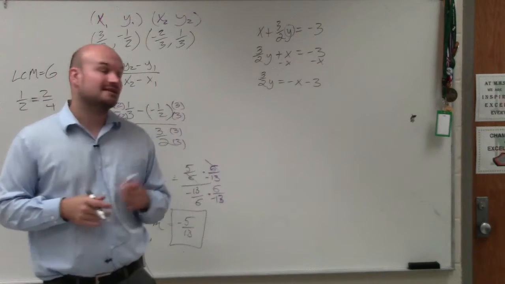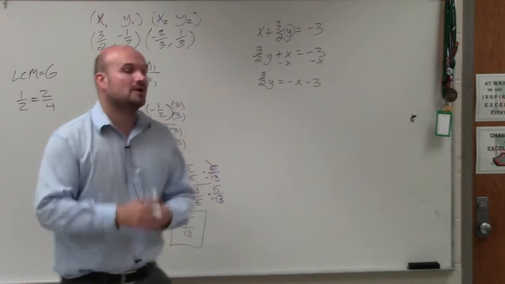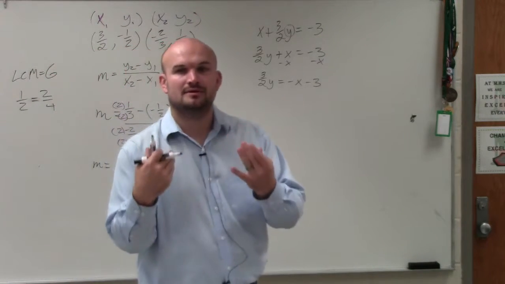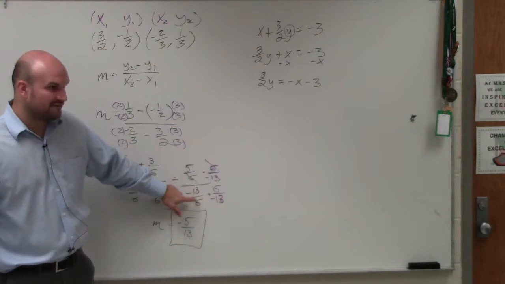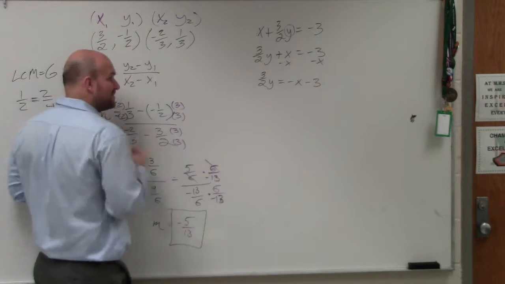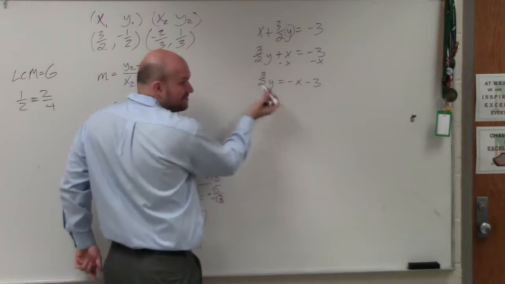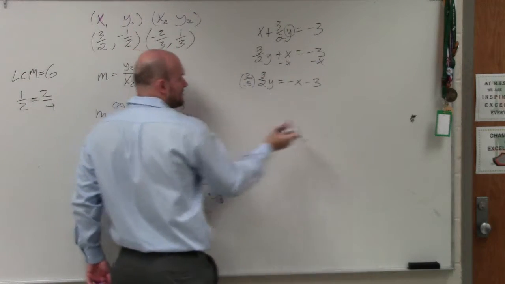OK? Now the next thing is you can see that I have my y being multiplied by 3/2. So to undo multiplication, you can divide. However, rather than dividing by a fraction, we prefer to multiply by its reciprocal. So instead of dividing by 3/2, which you could do, I can also just multiply by its reciprocal.